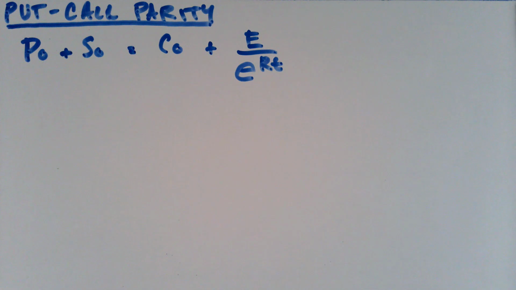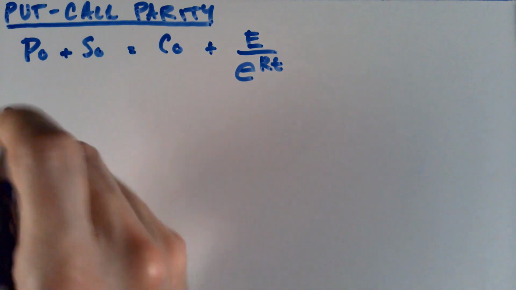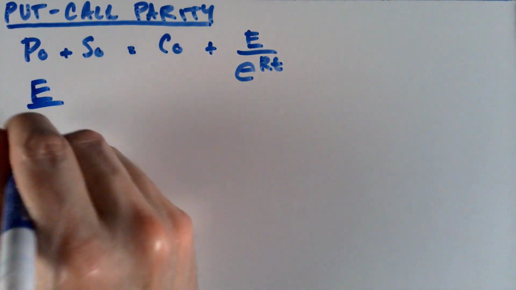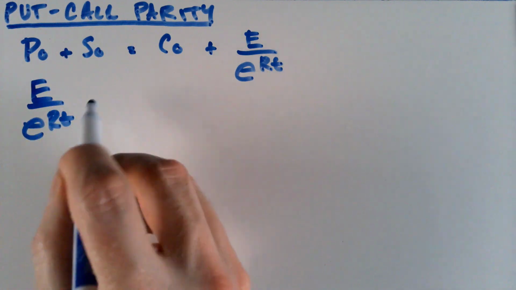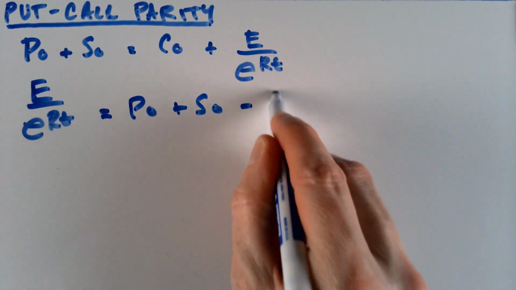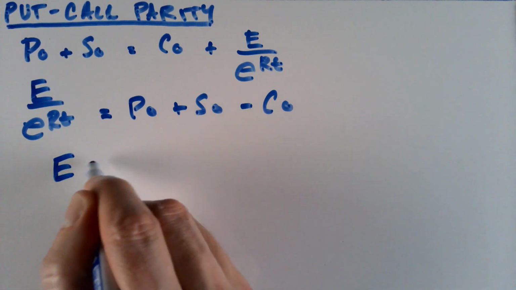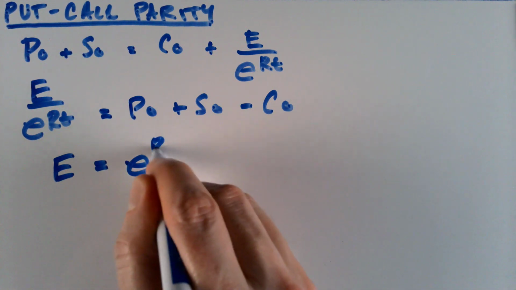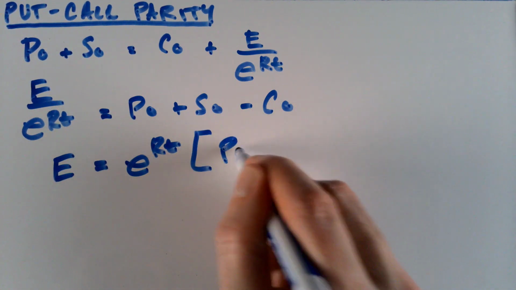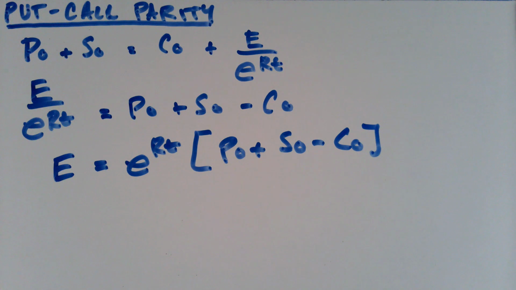And finally, we can figure out what is the strike price. We just subtract C sub 0 from both sides, which gives us the exercise price or strike price divided by e to the RT. It's equal to P sub 0 plus S sub 0 minus C sub 0. Now, if I want to get E, or the strike price, by itself, all I have to do is multiply both sides by e to the RT, and that gives me the exercise price or strike price for both the put and the call.